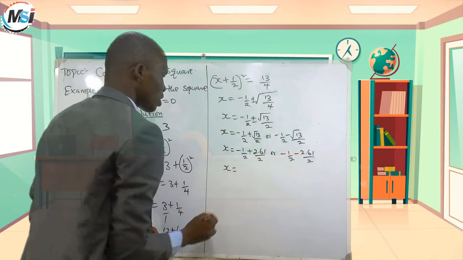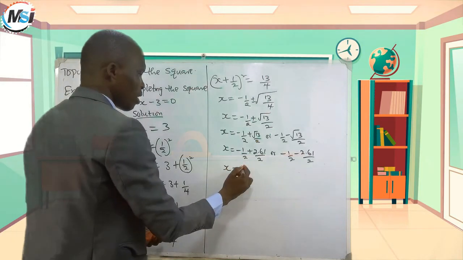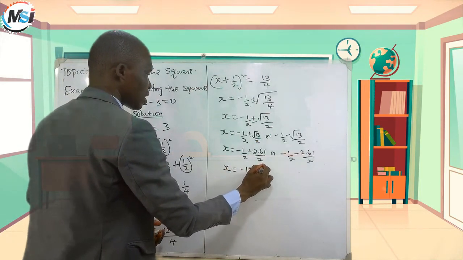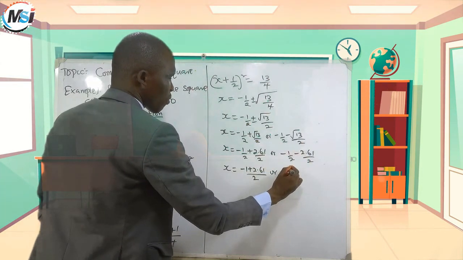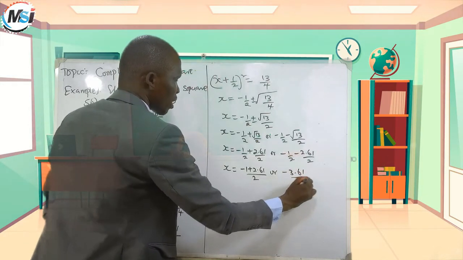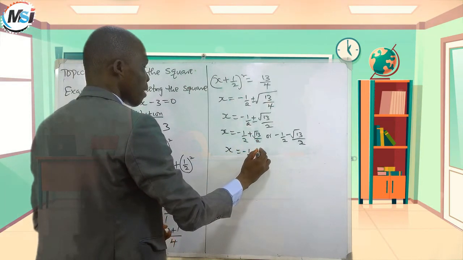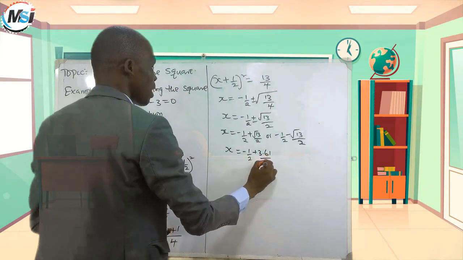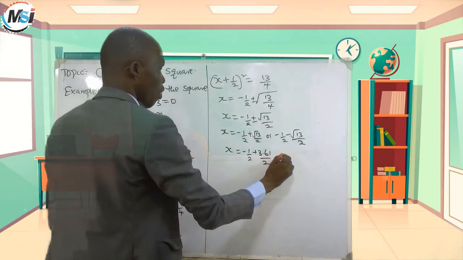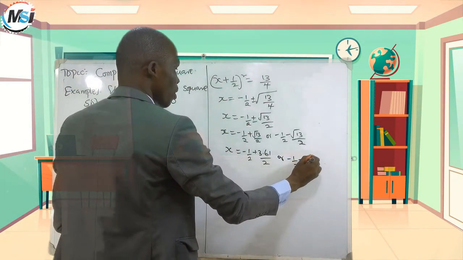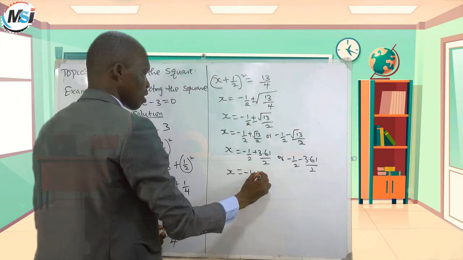So x will give us, you discover that the denominators are the same, right? You just pick one: minus 1 plus 3.61 all over 2, or minus 1 minus 3.61 all over 2. Now if you do this, x will give us minus 1 over 2 plus or minus 3.61 divided by 2, because the square root of 13 is 3.61 if you press your calculator, right? So x will give us minus 1 plus 3.